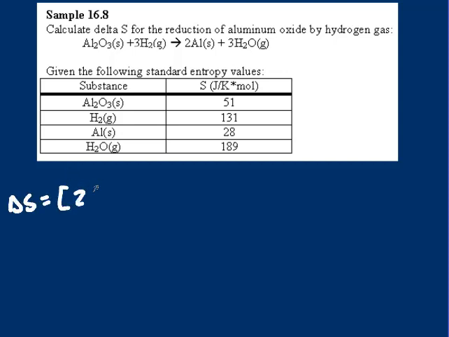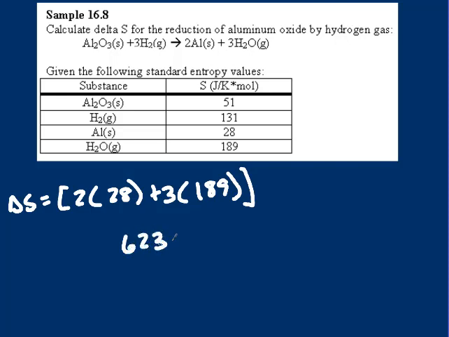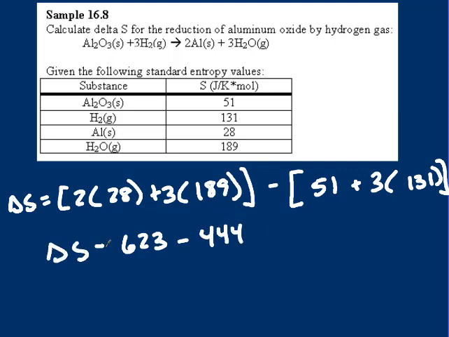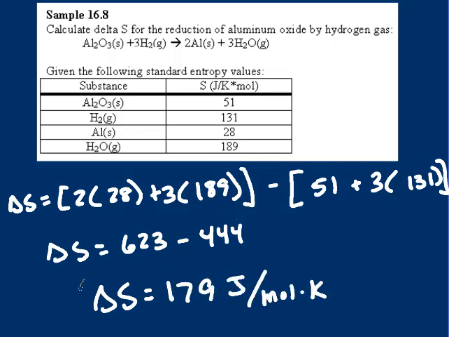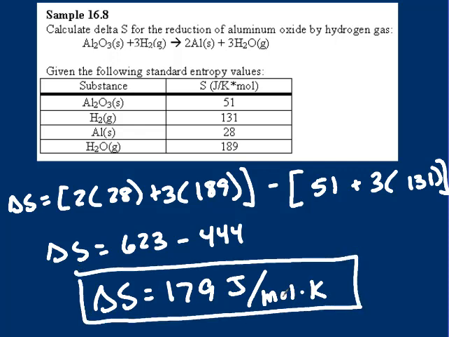So for your work, you should have had 2 times 28 plus 3 times 189. All of that gives you 623 minus 51 plus 3 times 131. All of that is equal to 444. Therefore, my delta S is 179, and that's joules per mole Kelvin. Sometimes it's understood to be per mole, and so you'll just see joules over Kelvin, but most of the time it's going to be joules per mole Kelvin.